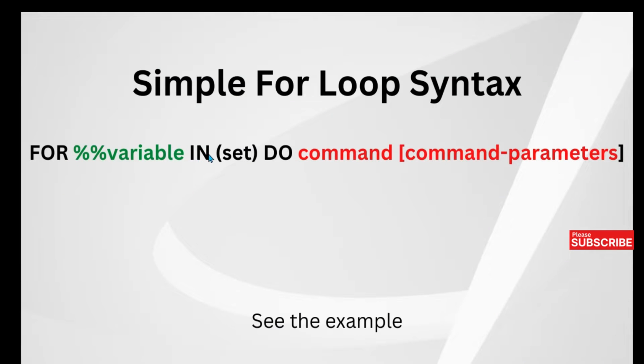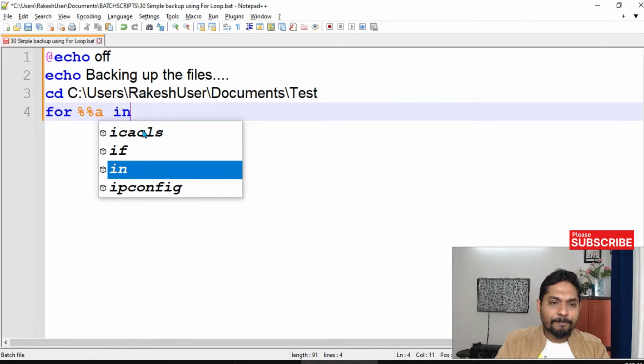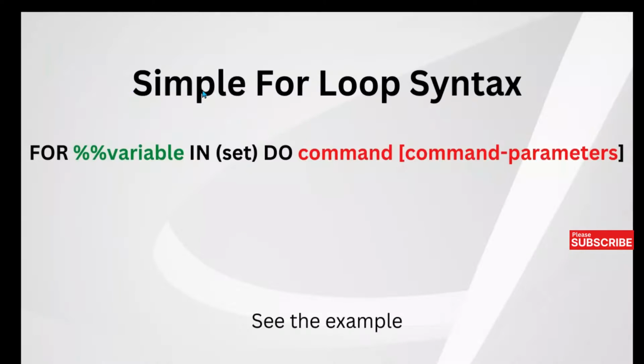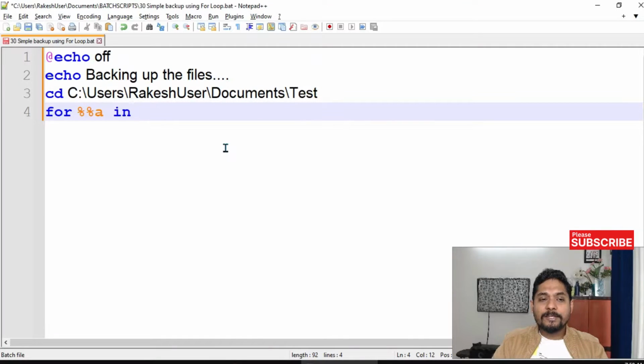And then I have to write in, and then what is this set and do, I'm going to show you. So first I have to write in. Okay, so I'll go and write in, and then it is saying write the set. What does it mean by set? Set means what are the things you would like to copy.